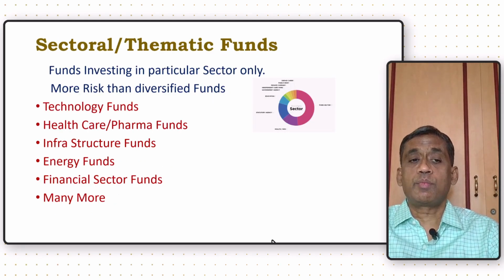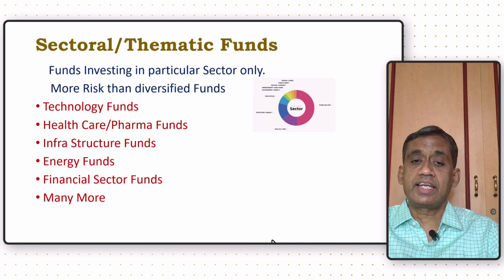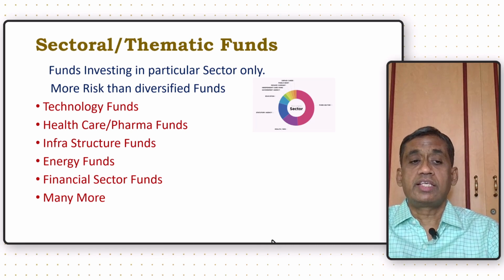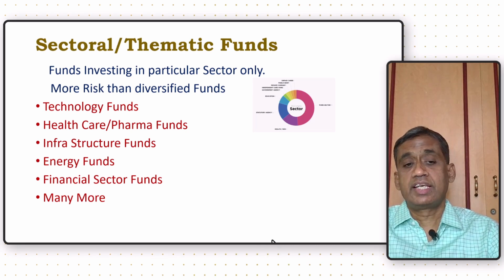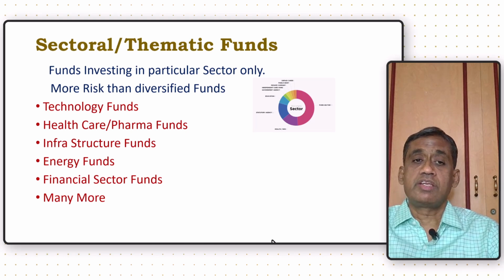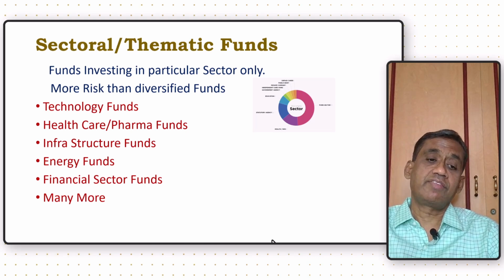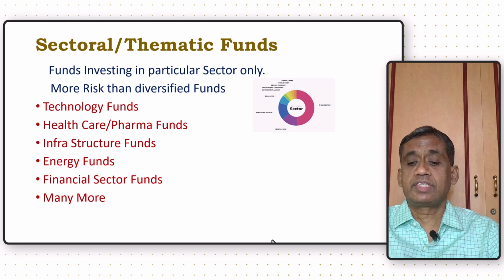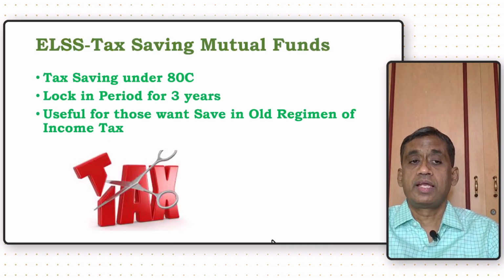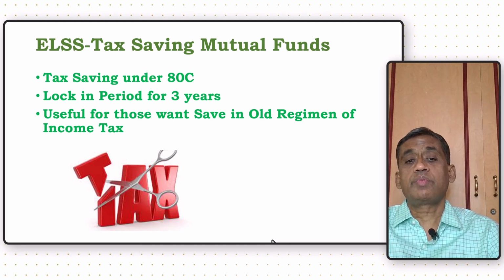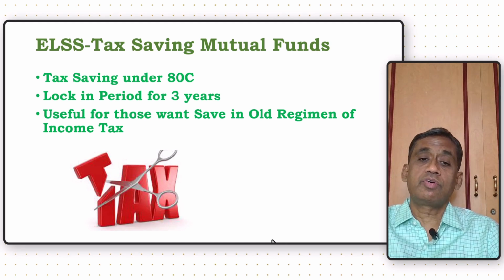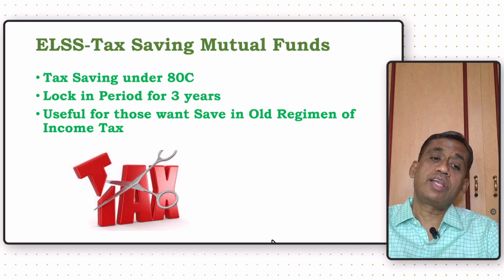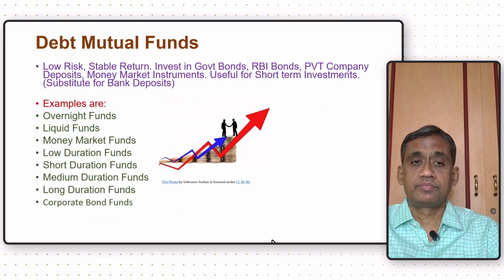Another is sectoral or thematic funds. These are funds investing in a particular sector only, with more risk than diversified funds. Examples are technology funds, healthcare or pharma funds, infrastructure funds, energy funds, financial sector funds and many more. Then ELSS. These are tax saving mutual funds, tax saving under 80C, with a lock-in period of 3 years, useful for those who want to save tax under the old regime of the Income Tax Act.